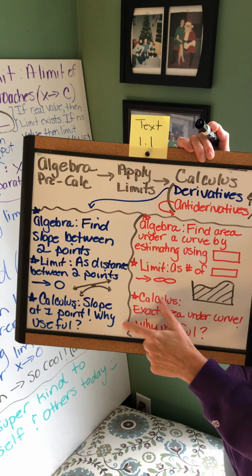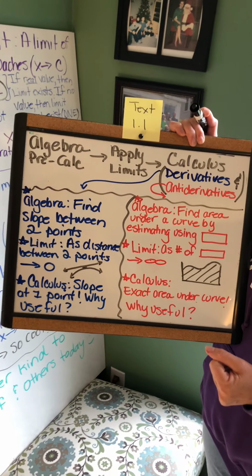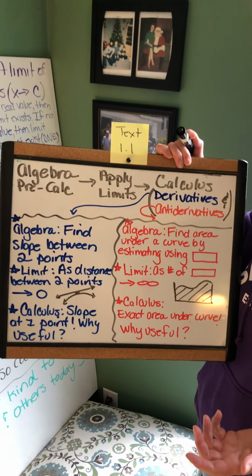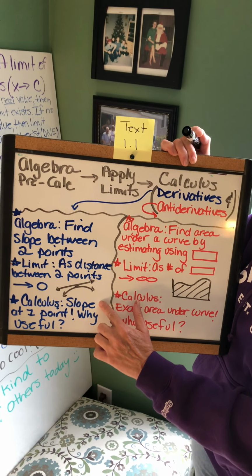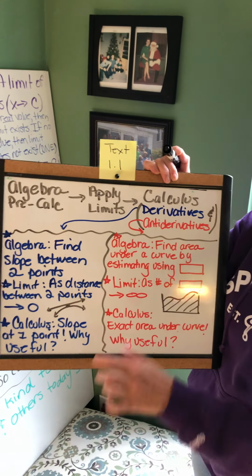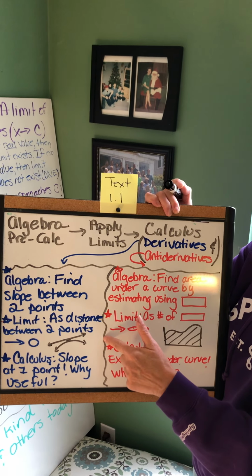Wouldn't that almost be like finding the slope at 1 point instead of 2? And wouldn't that be really useful to know how fast, that would be slope, how fast something is changing at 1 point in time instead of 2? So limits is the connection.